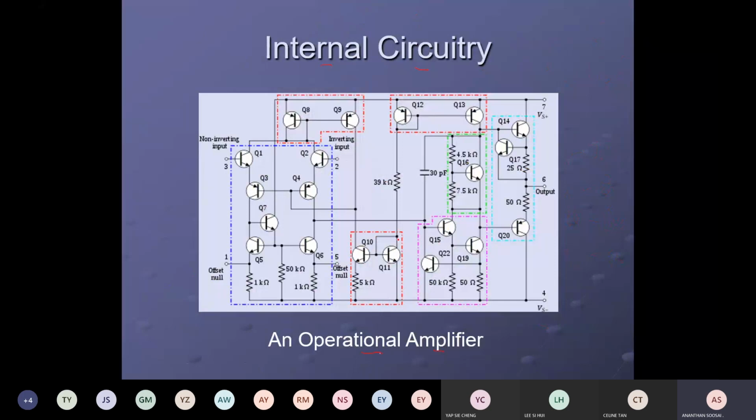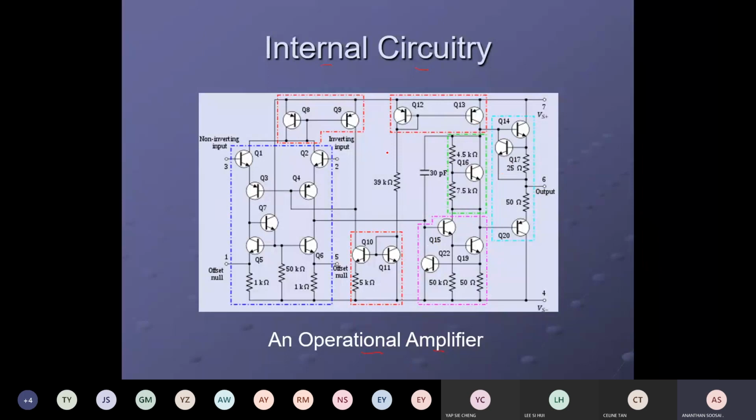In this circuit, you can see there are over 20 transistors inside the board, connected with resistors. So its function is what? Whatever signal is input into the op-amp, the operational amplifier will amplify the signal. A small signal of millivolts is amplified to a very high voltage. That's the function of the operational amplifier.